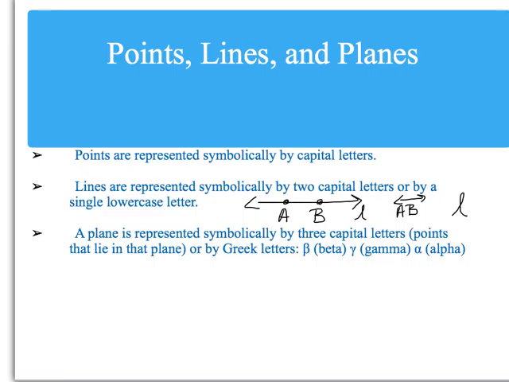A plane is represented symbolically by 3 capital letters. And again, just like with the line, they would be points that lie in that plane. Greek letters are also used to represent a plane. And so you've got to start to learn a little bit of the Greek alphabet. Some common Greek letters include beta, gamma, and alpha.